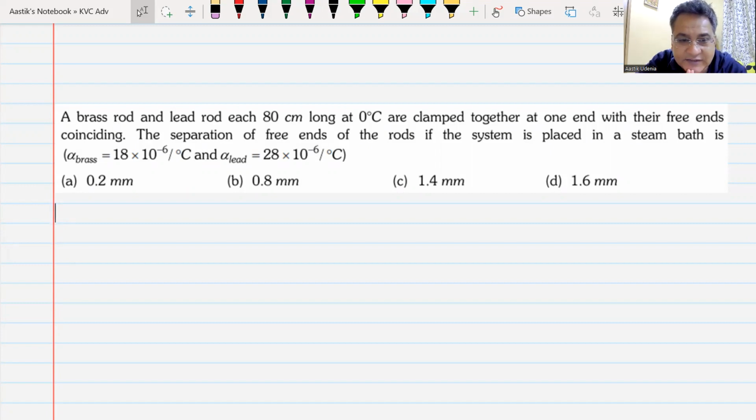That means their lengths are same. Yes or no? The separation of the free ends of the rod if the system is placed in a steam bath. What will be the difference between the two free ends? Simple question. I'll give you 2 minutes to solve it.